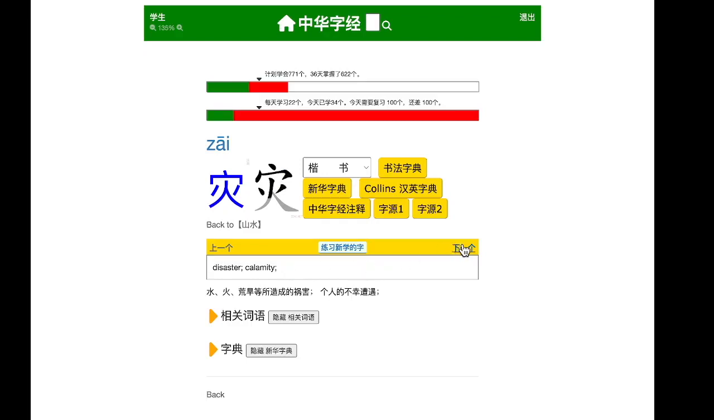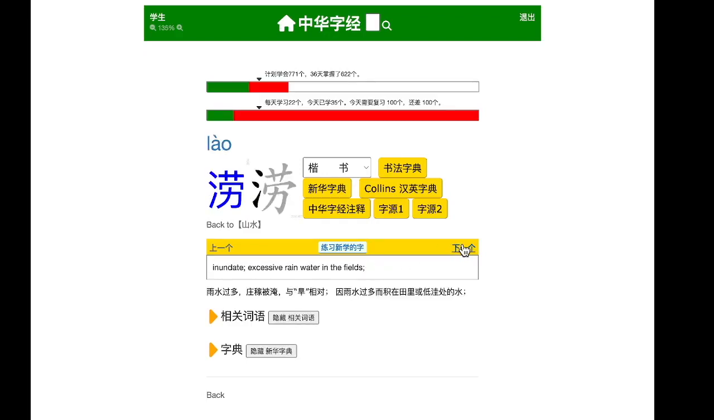Lao means to inundate, or the excessive rainwater, especially in the fields of your farm. If it gets flooded, lao. Yi means to overflow, flood, anything excessive or surplus. This is even on a small scale, like a cup, you would say yi when it overflows.